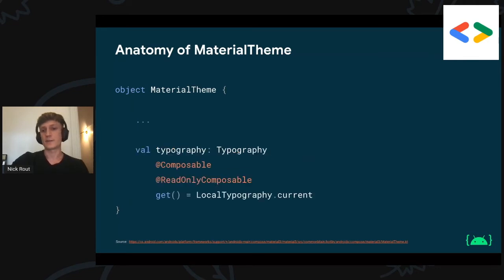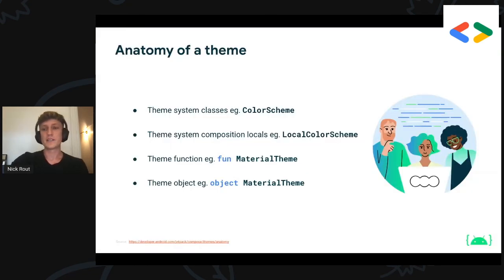Same can be said for the typography object. It's just another value in this object, which allows us to get the composition local for typography. So in a nutshell, let's take a look at the anatomy of a theme in Compose, using the example of a material theme as our case study.